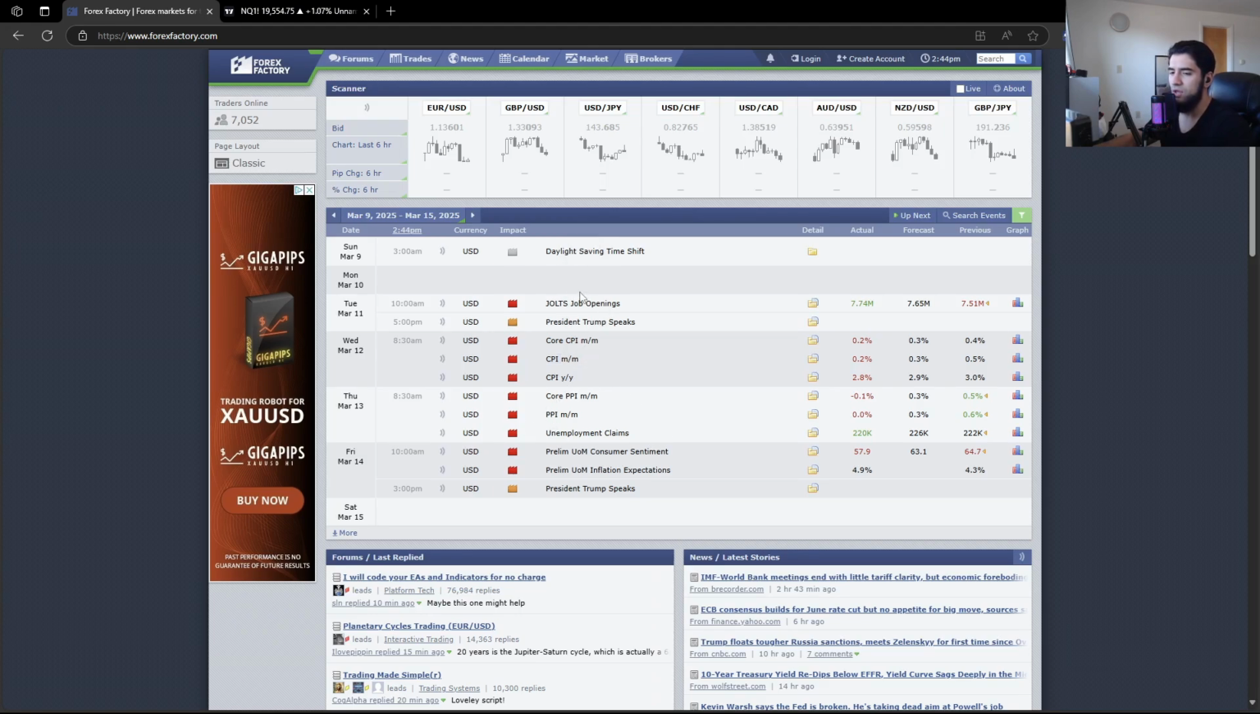So you want to pay attention to where the market is at. Currently for us, whenever President Trump is speaking, it's very important. So this shouldn't actually be orange. This should be red or even worse, right? Because it causes lots and lots of volatility.